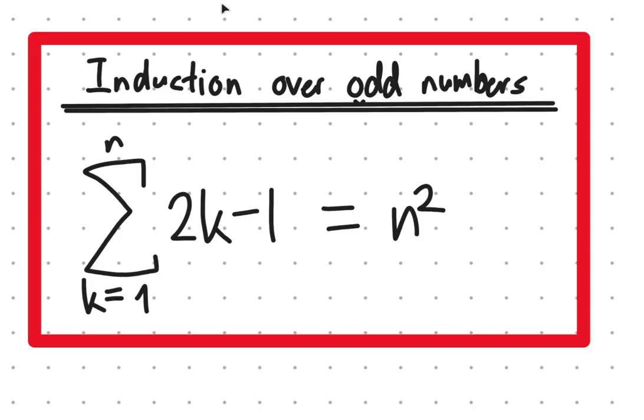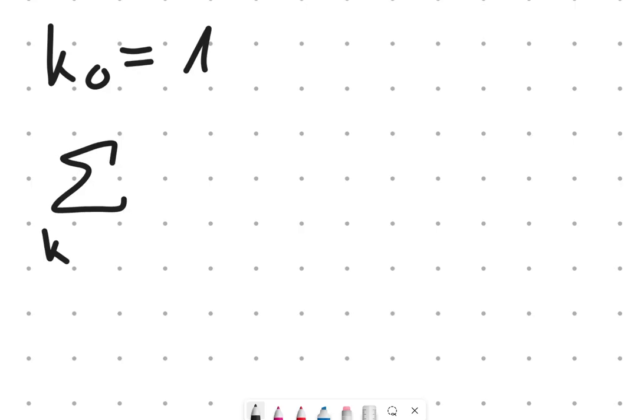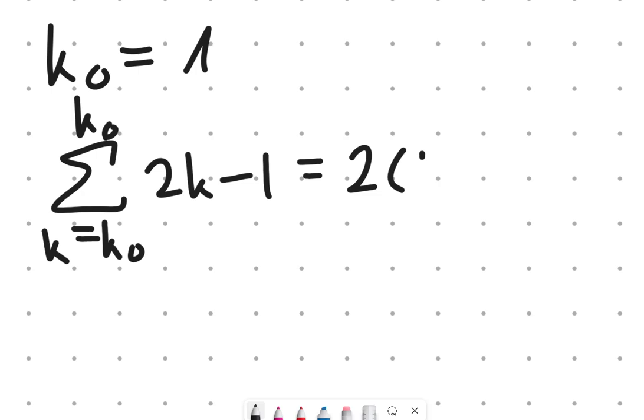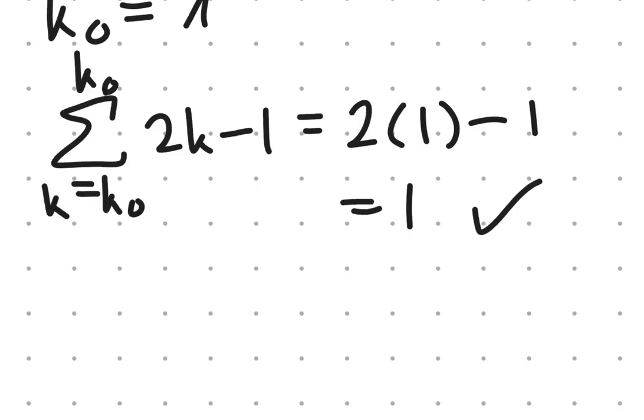So before we dive right in, we have to check for a few k's. So let's say k naught. Let's start with k naught equal to 1, and then let's just plug it in. So it will be the sum from k equal to k naught of 2k minus 1, so it's just 2 times 1 minus 1, which is equal to 1, and that should be the first number, so it's actually correct.